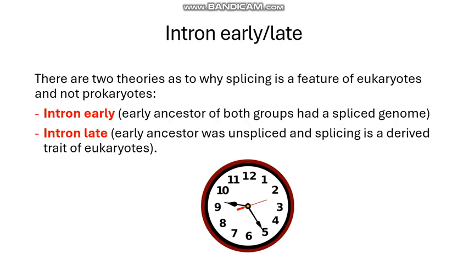So we'd expect the ancestor to also have an unspliced genome, and then as eukaryotes got larger and more selected, they had larger genomes with more junk DNA.